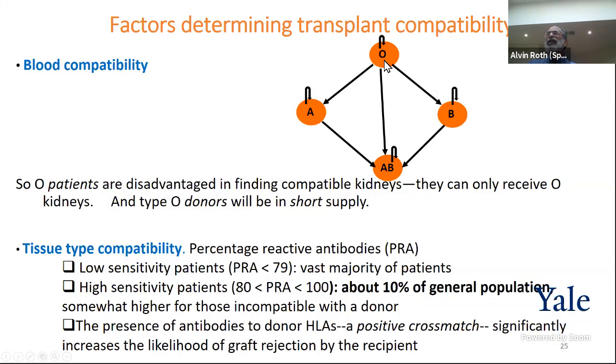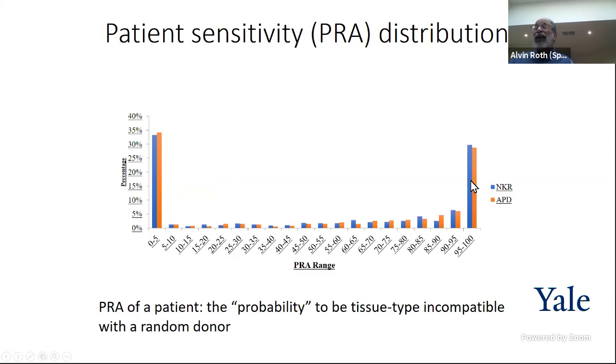And about 10% of the general population has high PRA, which we used to say was between 80 and 100. Now, with the successes we've had, I'd say between 90 and 100 or even 95 and 100 is high PRA. But let's look at this 10% number. Because in kidney exchange, we have a much higher percentage of people with high PRA. Okay, so here's data from a couple of the big kidney exchange networks. And what you see is it's bimodal. We have some very low sensitized people and some very high sensitized people.